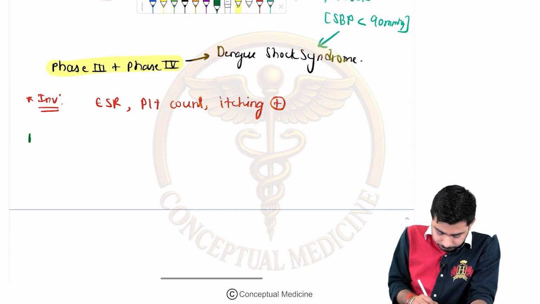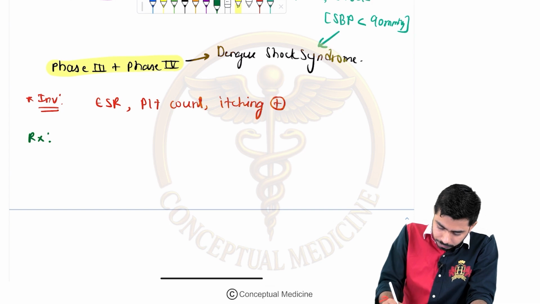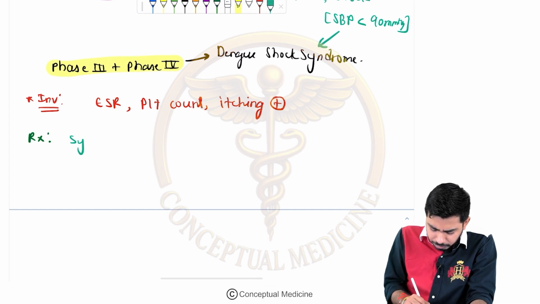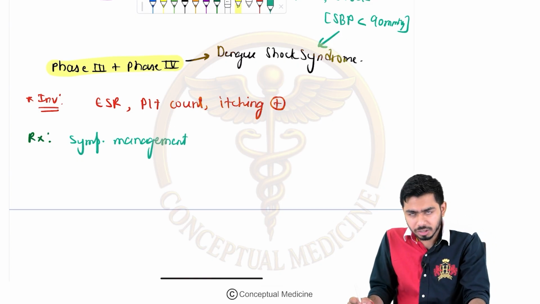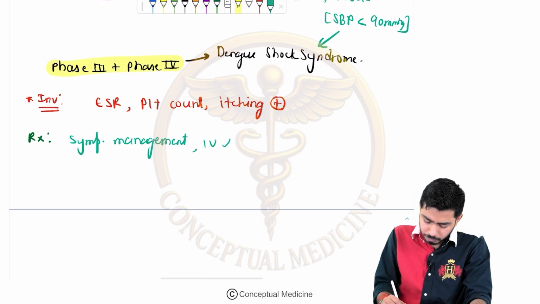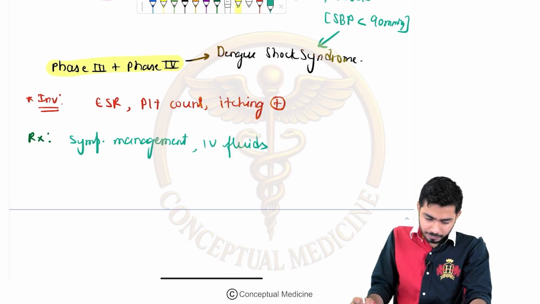Okay, what about the treatment? The treatment will be symptomatic management completely, guys. Here we don't have a specific treatment as such. If the fever is there, give paracetamol. If the dehydration component is there, give IV fluids. Proper IV fluid should be given for the rehydration part. So for the dehydration, we should be giving IV fluids over here, right?